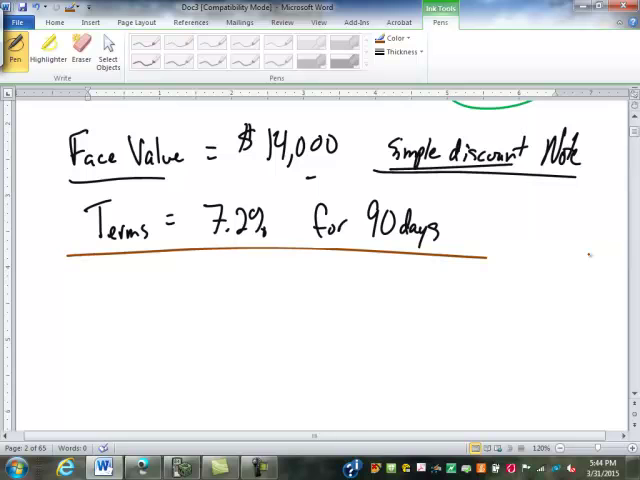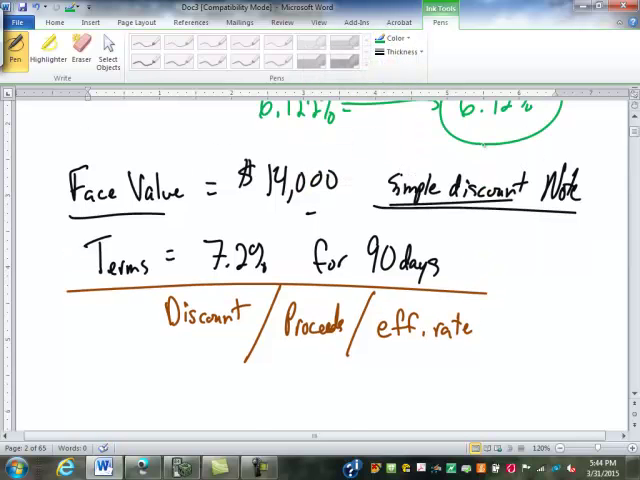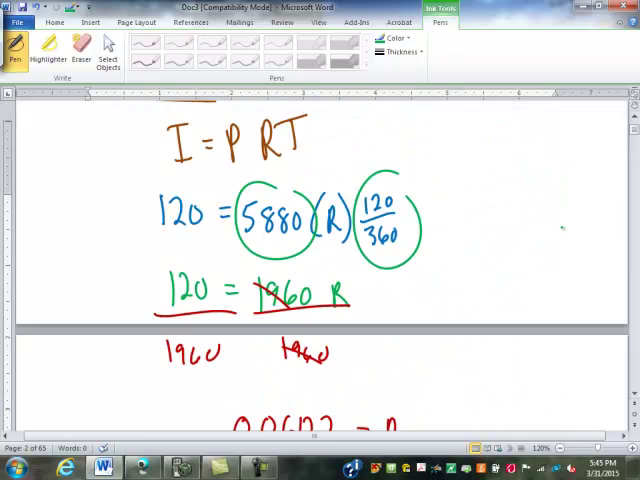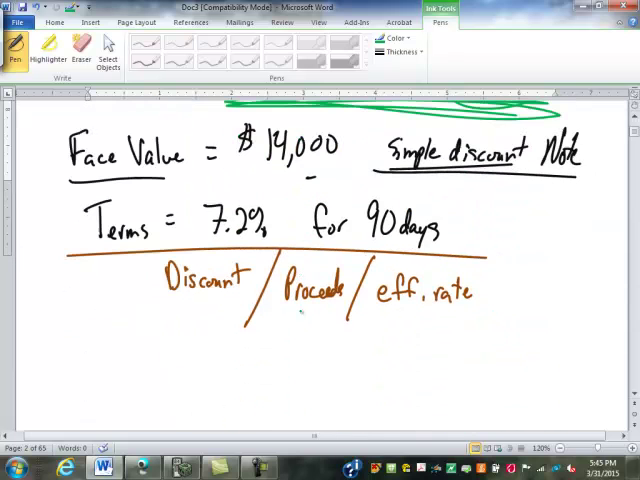I want you to find 3 things. Discount, proceeds, and the effective rate. It's basically the interest. Yeah. I know it's kind of confusing. I was just calling it interest last week, and now I'm calling it discount. So where do I start?